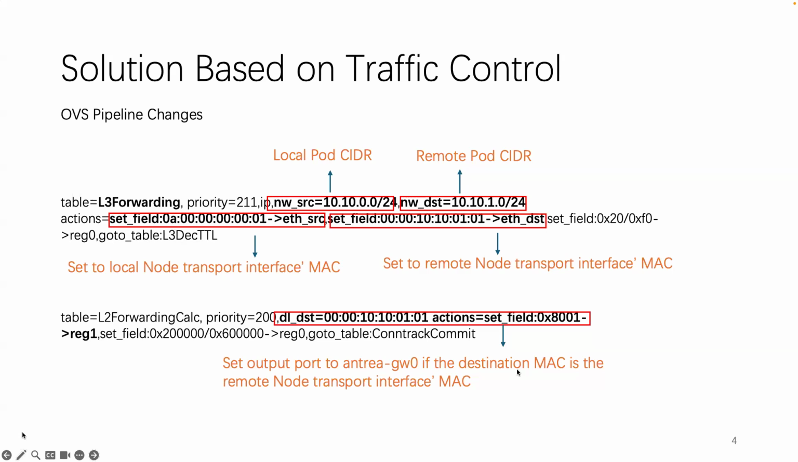If the destination MAC address is the remote node transport interface, set its output port to the Antrea GW0. Additionally, we can rewrite the MAC in TC rules, but it's not easy. It's easier to rewrite the MAC addresses in OVS flows.